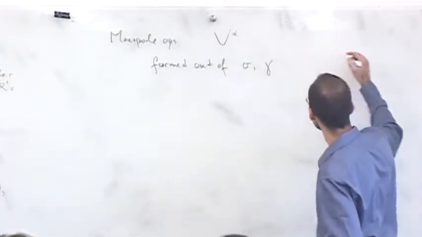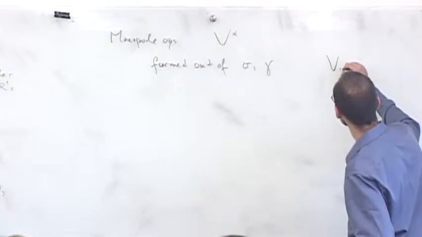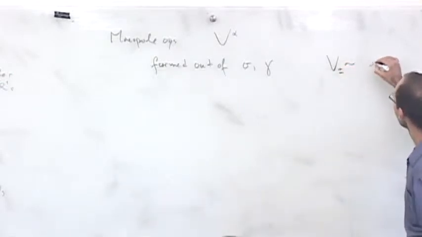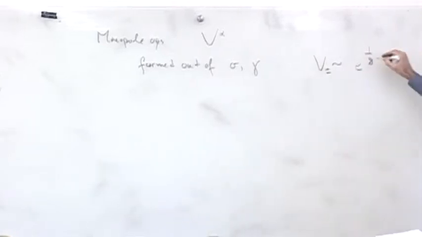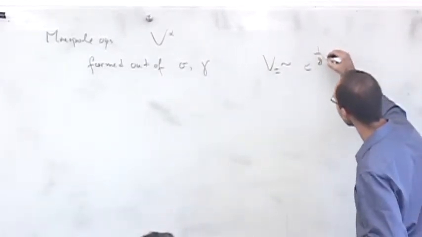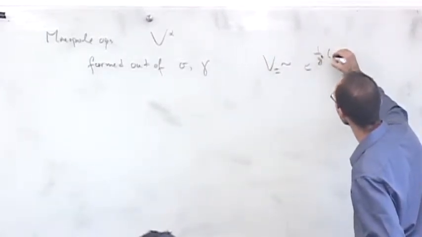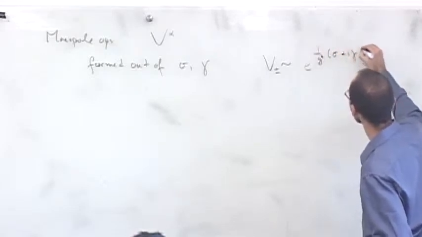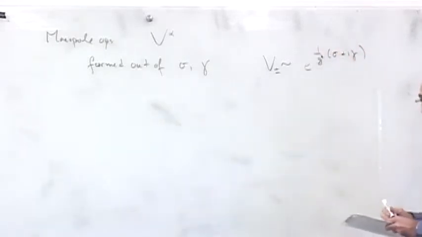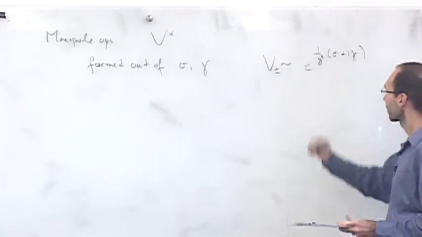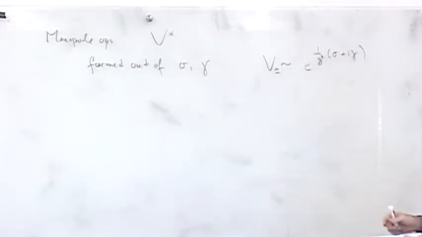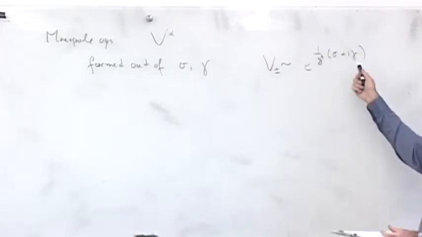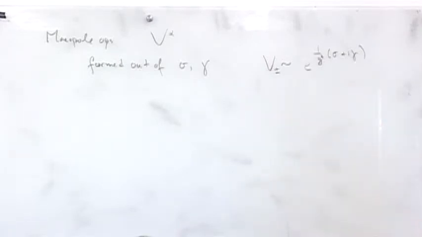So in an abelian theory, the monopole operators, there are two of them, at high energies can be described as e to the one over the gauge coupling squared sigma plus i gamma. And the reason that the gauge coupling is in there, well, one, it has to be there on dimensional grounds because sigma has mass dimension 1 and so does the gauge coupling. And one also sees it from the periodicity of that dual photon field.